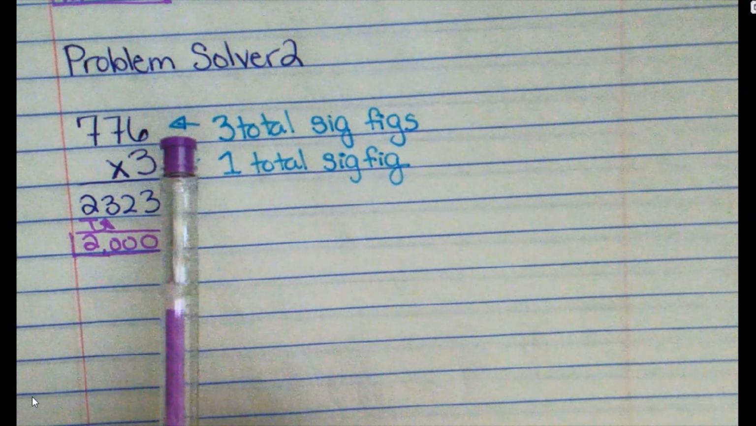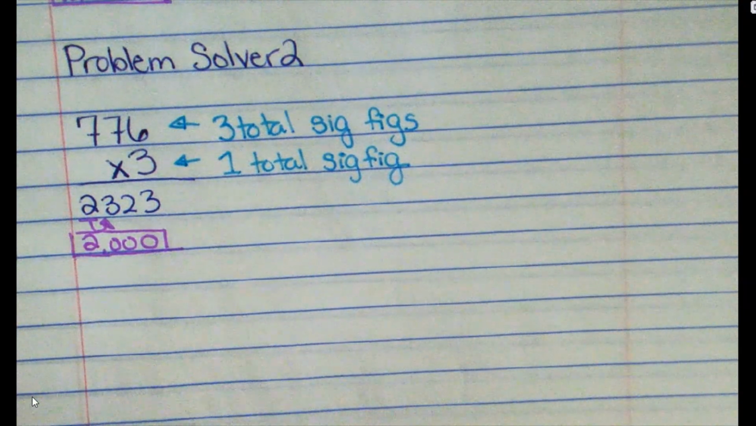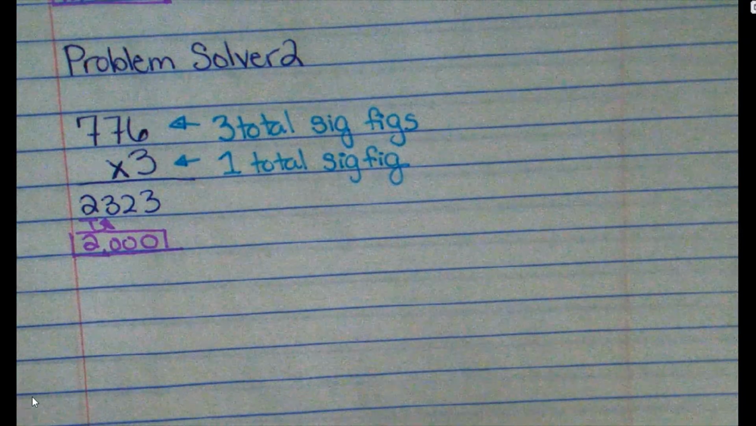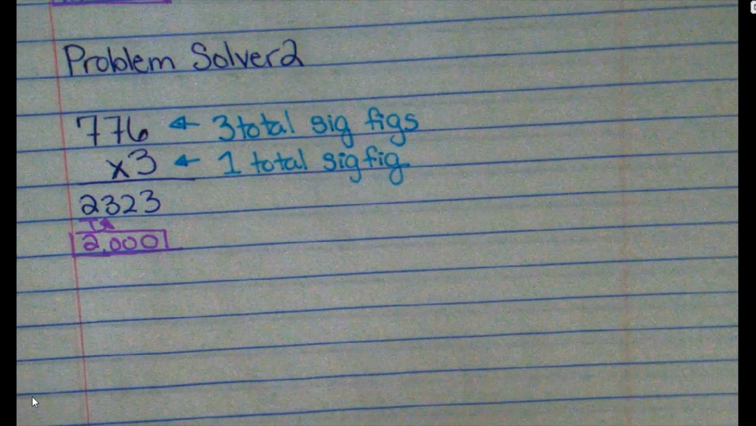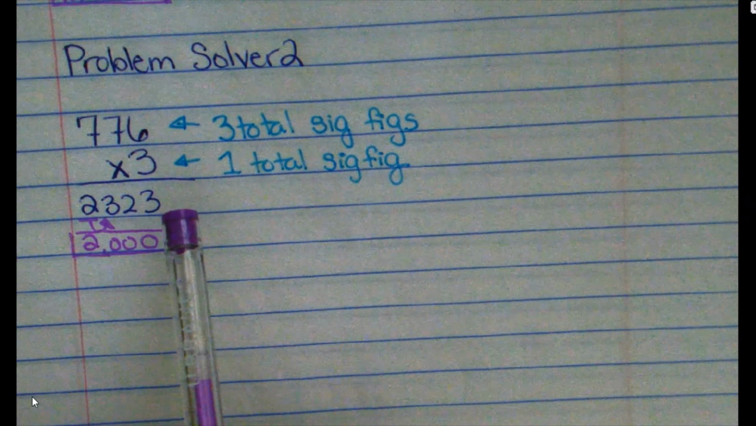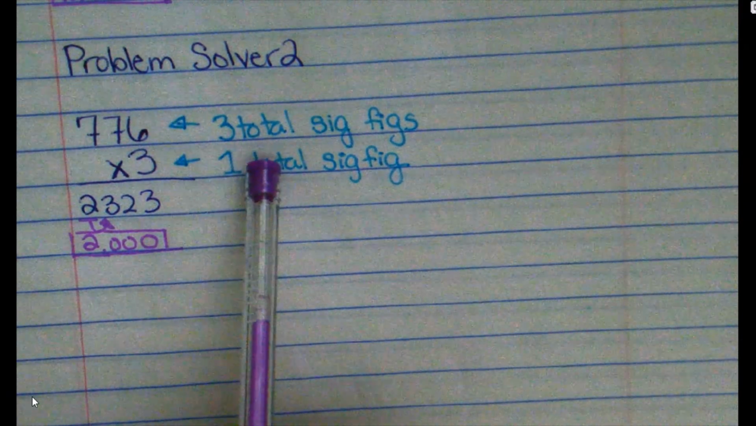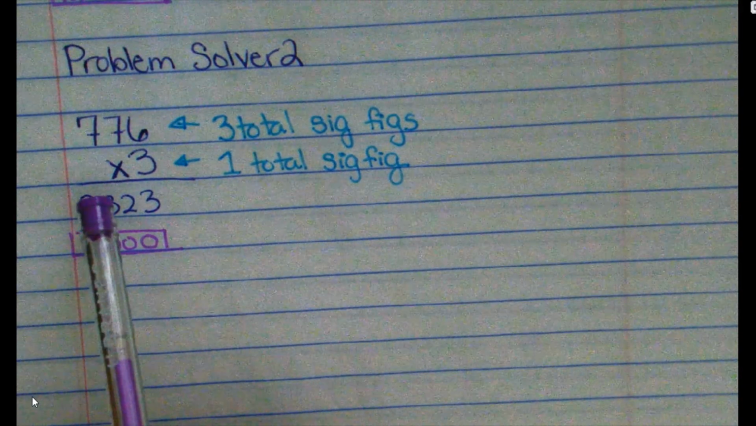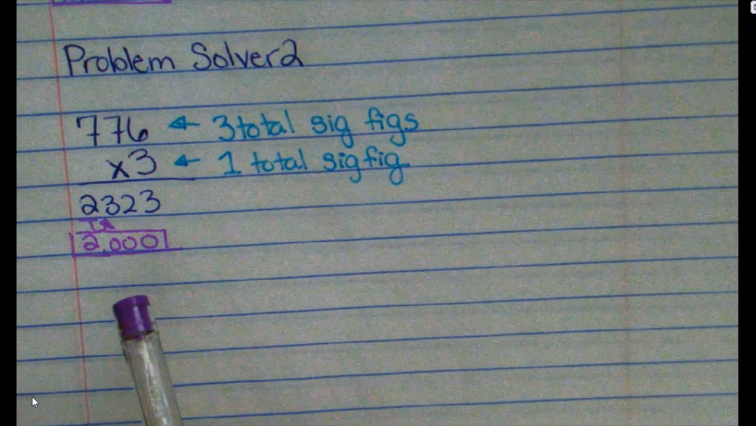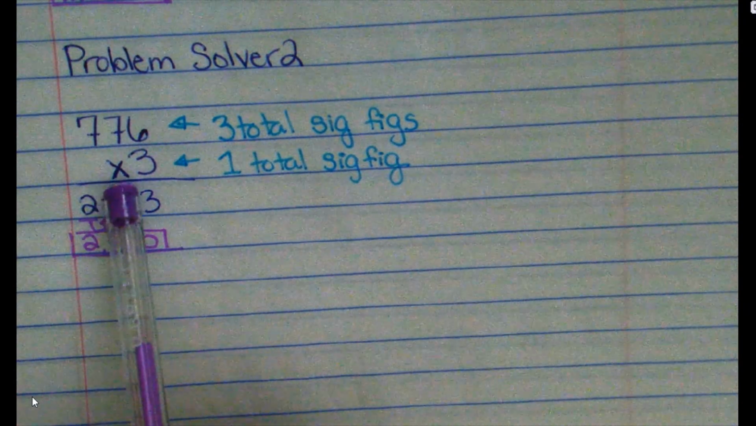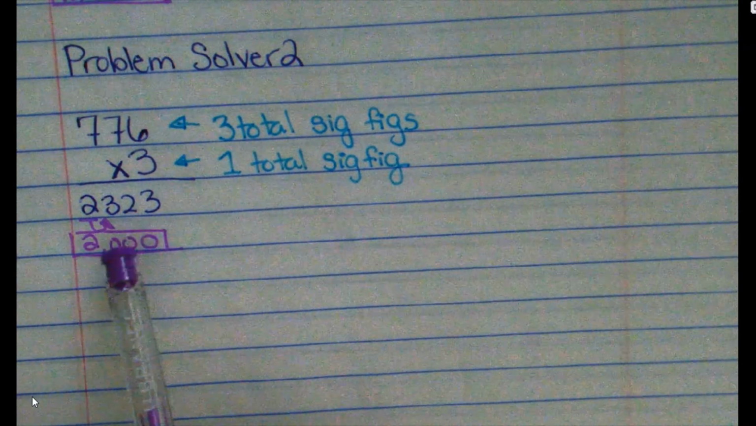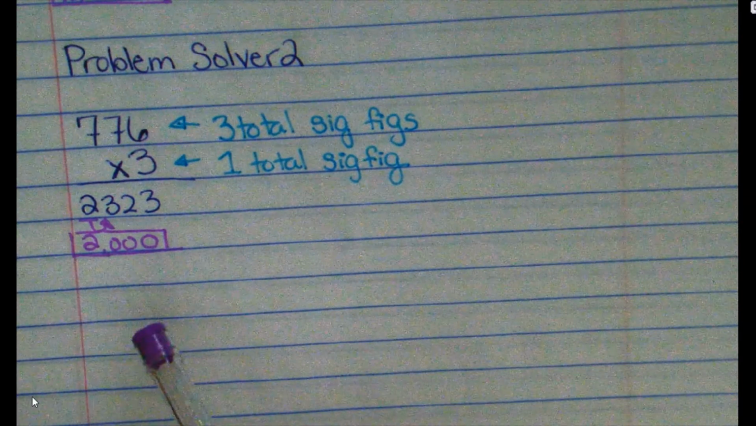In 776, you have 3 total significant figures, and 3 has 1 total significant figure. So for multiplication, you're rounding to the least number of total significant figures. So the final answer ends up being 2,323. With us rounding to 1 sig fig, we're going to just underline that first sig fig, which is 2, and look to the right. 3 is under 5, so we're going to leave the 2 alone. So we're going to make that into a 2, and then the 3, 2, 3 become zeros as placeholders. So you're representing the scope of the number.